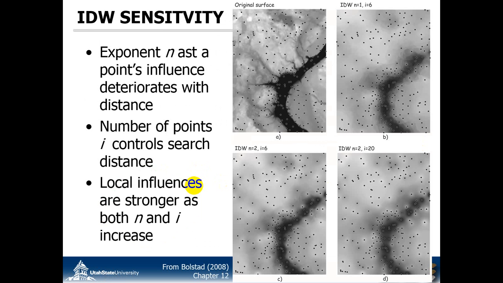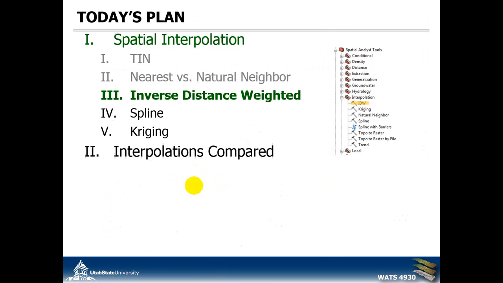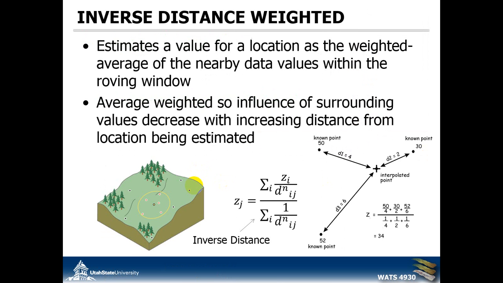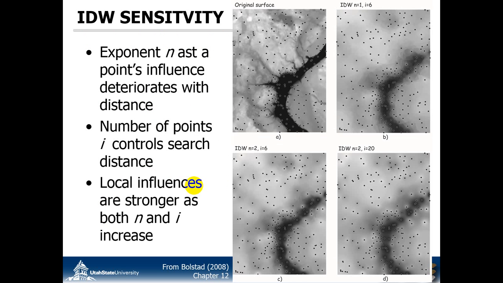So n in this equation is that exponent. And what this does is it sets the influence of that point as it gets further and further away. In the first example we just ran that with an exponent of 1, but you could have that exponent be something else. So in these two, the exponent is 2. And then I controls how many points around you that you use, right? And so in this case, we're using 6, 6, and 20.